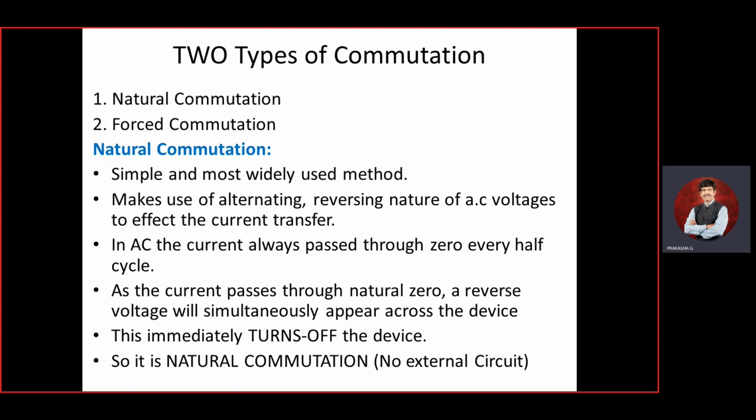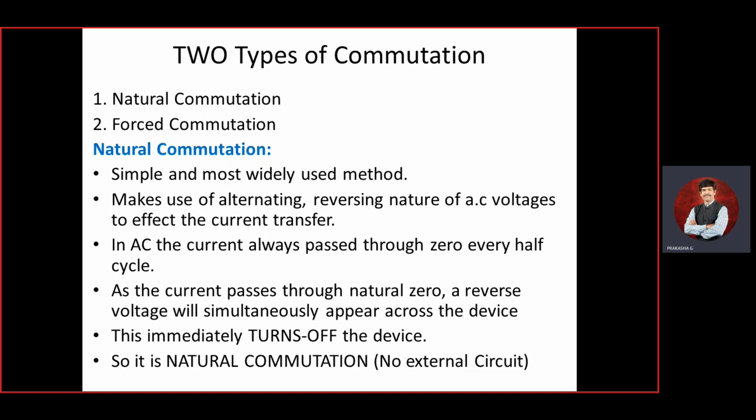It is most suitable and most widely makes use of the alternating, reversing nature of AC voltage to affect the current transfer. So what happens? AC voltage is there. AC voltage means it will go for alternate voltages. It may be positive, negative, positive, negative, positive, negative voltage you are going to get. Just like the AC voltage we give in the rectifier circuit, we keep on giving the AC voltage alternately. Once you apply the AC voltage, what's going to happen?